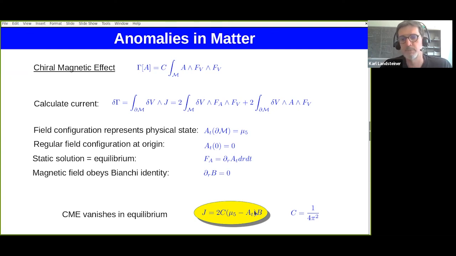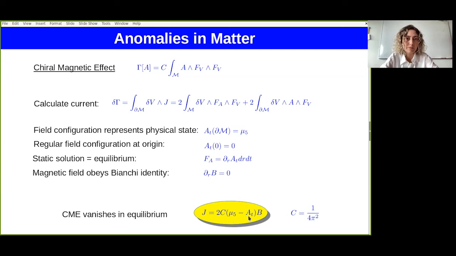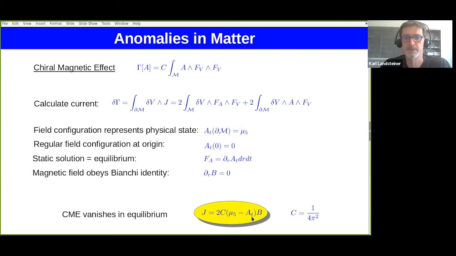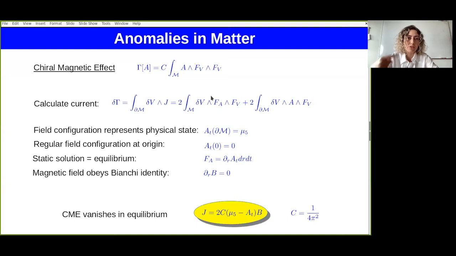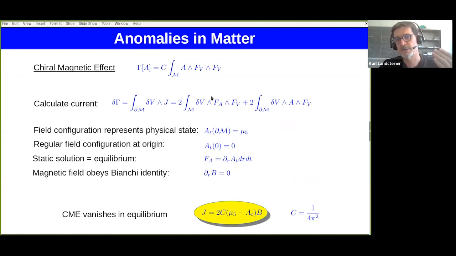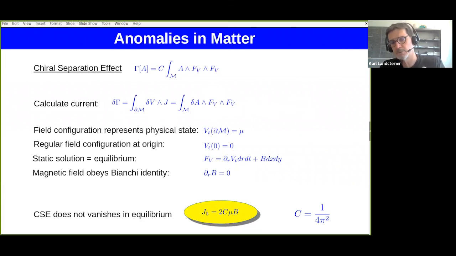And this has led to some confusion. For example, people said, oh, you get a current if you just apply a magnetic field and you have this mu5. And it's not true. You don't get it because you have the cancellation between these two terms. And this method is more general. It shows that you get both terms for the chiral magnetic effect, right? But on the contrary, it also shows that you don't get two terms for the chiral separation effect.